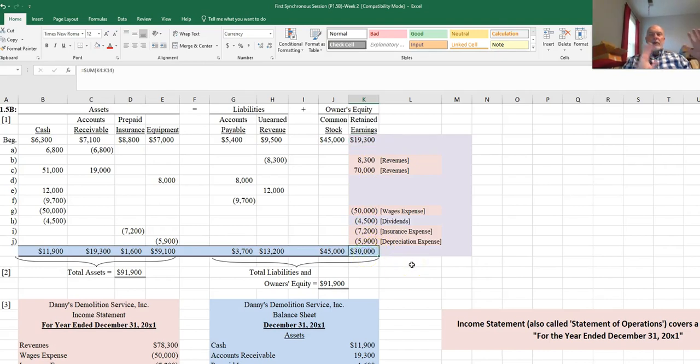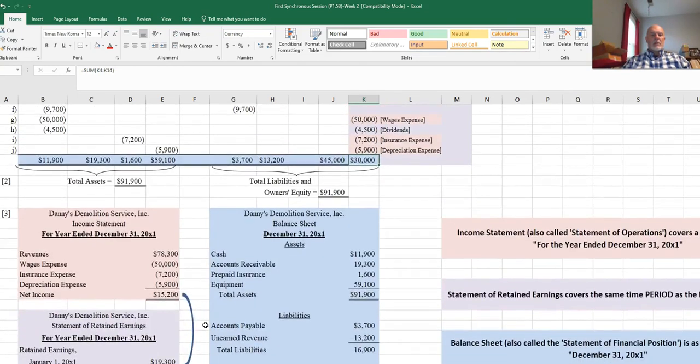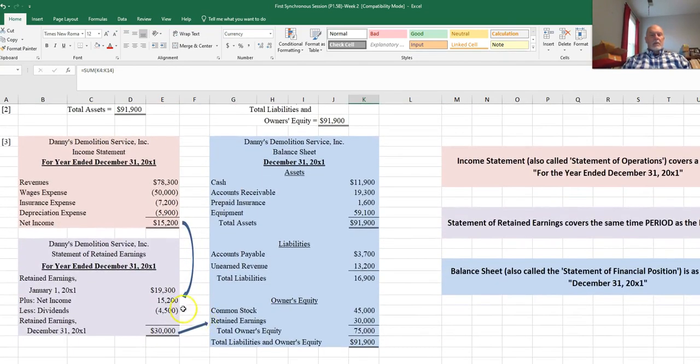Well, the revenues and expenses are summarized on the income statement. Now we have one more thing to back out, that's the dividends. And so in the statement of retained earnings, we say, okay, that 19.3 we started with, beginning retained earnings, plus the net income that we already calculated on the income statement, minus the dividends. That's how we got to the ending retained earnings of 30,000. And that's the column total that's carried over to the balance sheet.